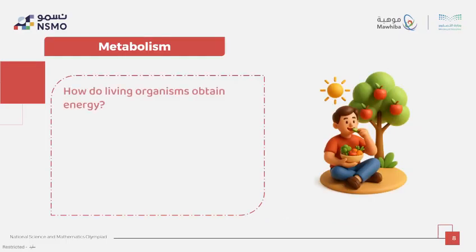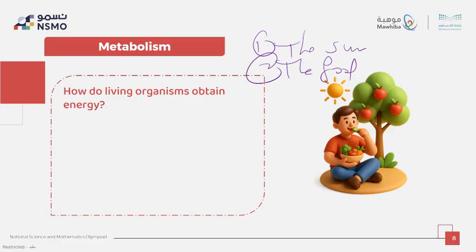Let me ask you a question. How do living organisms obtain energy? Think about it deeply. If you think about it, you will figure out there's only two main sources. The first one, the ultimate source, is the sun. The other one is the food. So, as we said, the sun is the ultimate source of energy on Earth. The second one is the food, or they call it the nutrients. It's the direct source of energy for living organisms.